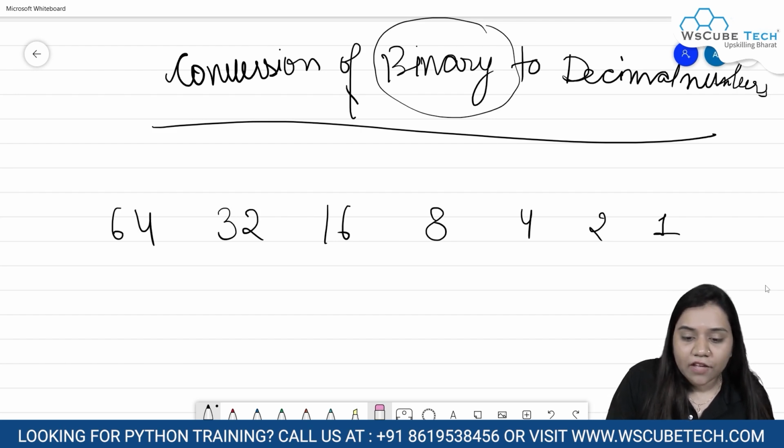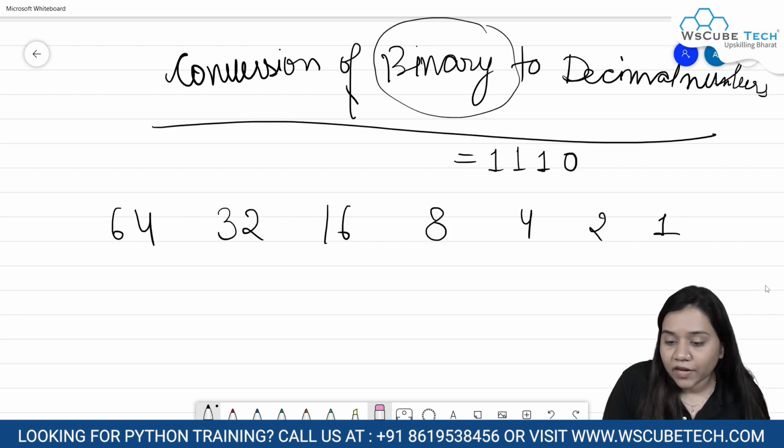Now suppose we have a binary number here. Let's say I have the binary 1110. I want to convert it to decimal. All I need to do is start putting its digits below them.